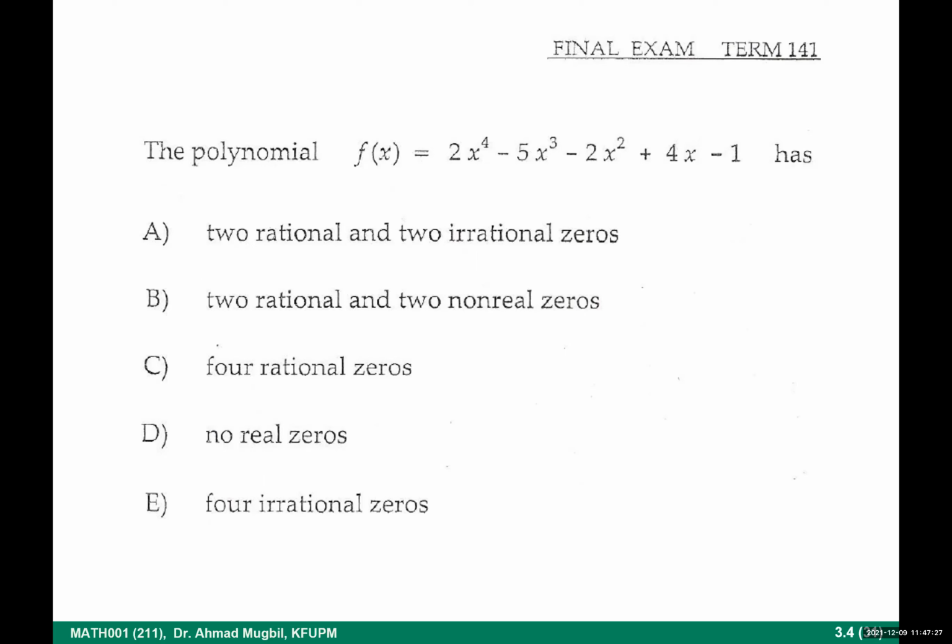What you need to do to solve it is find all the possible rational zeros, then try them. Of course, there will be only 4: positive or negative 1 over positive or negative 1 and positive or negative 2. So they will be positive or negative 1, positive or negative half. These are the possible rational zeros. You will try them and then factor it completely.